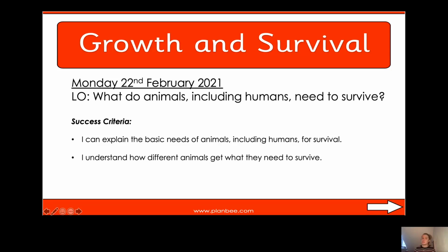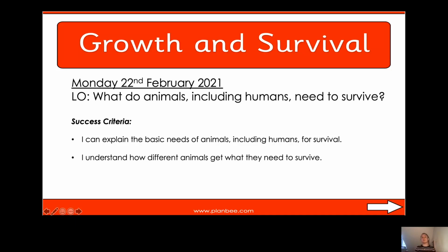By the end of today's lesson, you'll be able to explain these basic needs to me, but you'll also be able to understand that even though all animals have the same basic needs, different animals get these needs in different ways. Now, before we have a look at what animals need to survive, I'd like to see what you can remember from our lesson before half term.